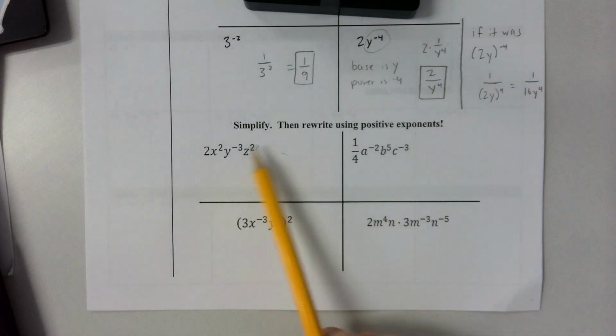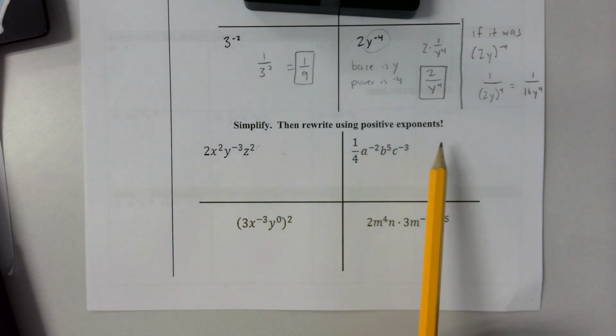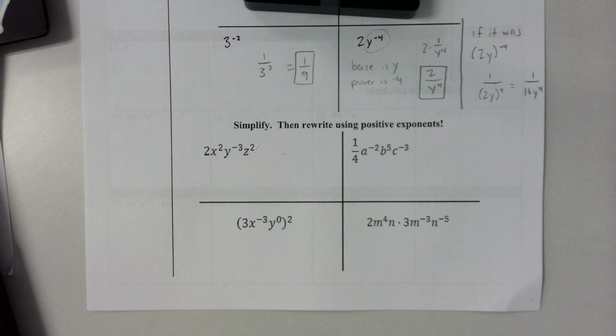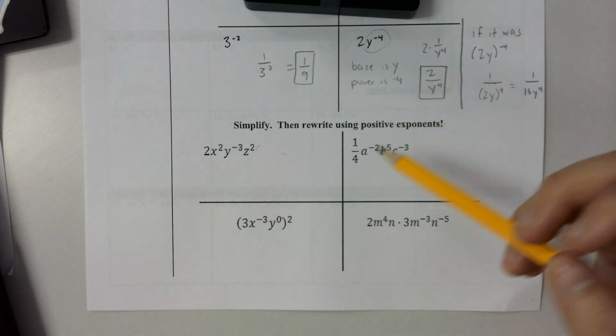Alright, simplify, then rewrite using positive exponents. So if you want to pause and try it and check back, I'd recommend that. That's the best way for you to learn, right? Is to do something and check and see if you got it right rather than just copying. But you can also follow along, right?